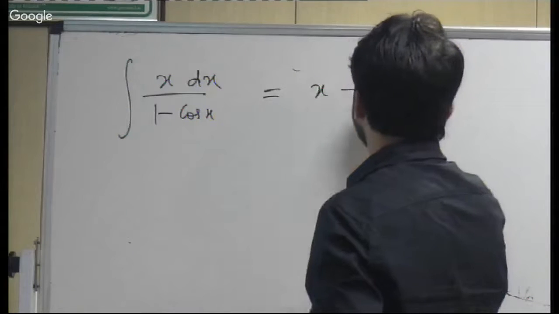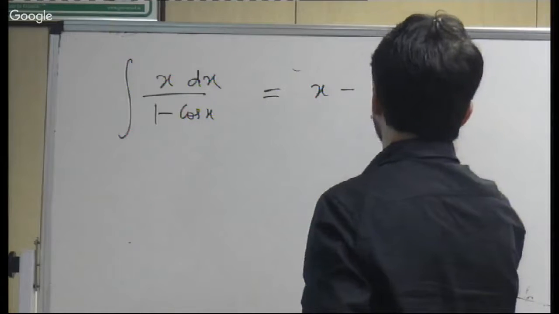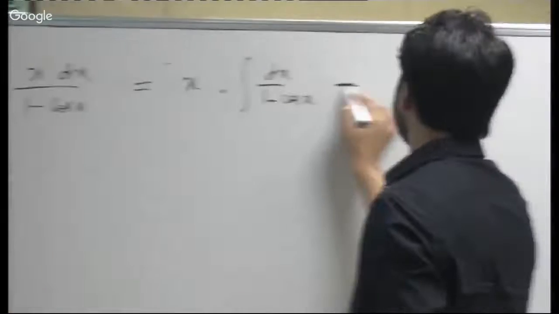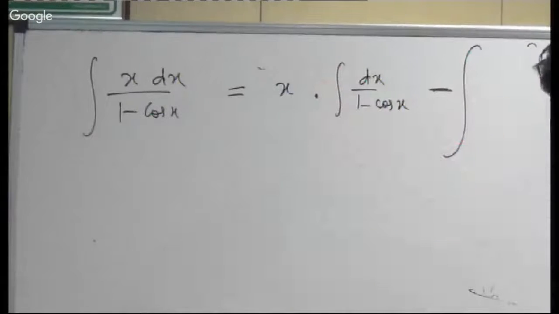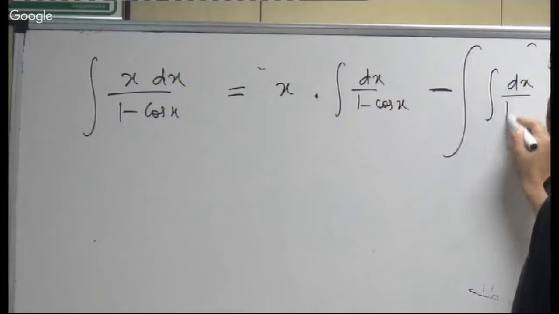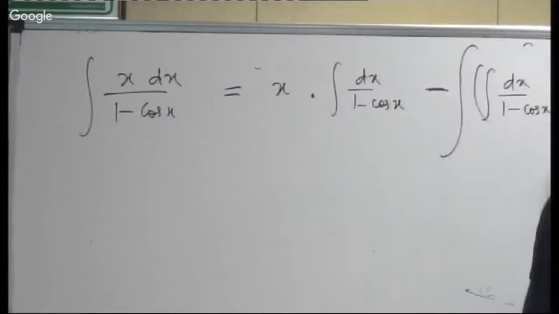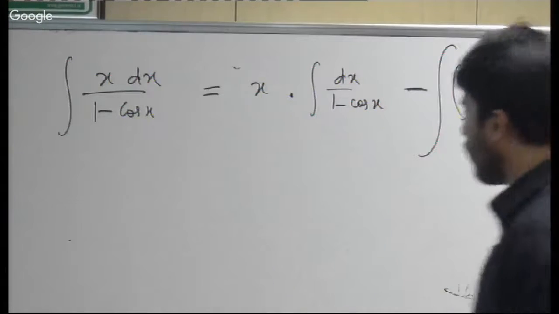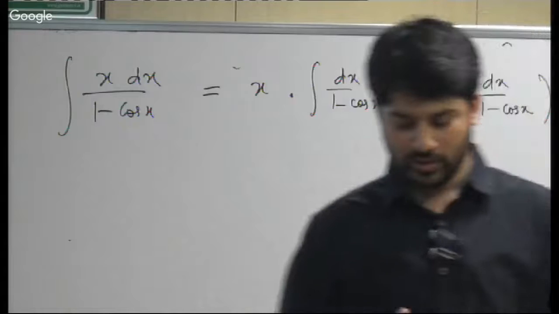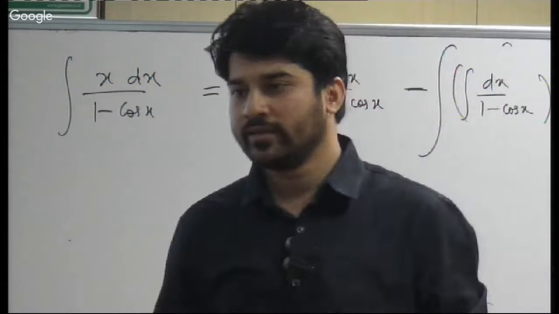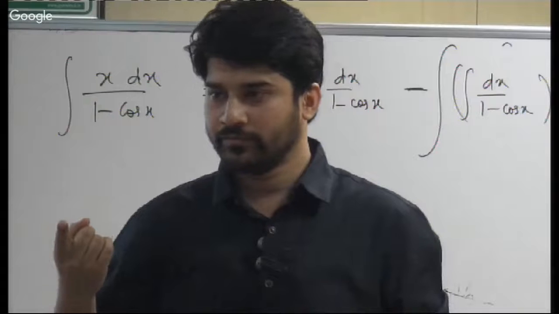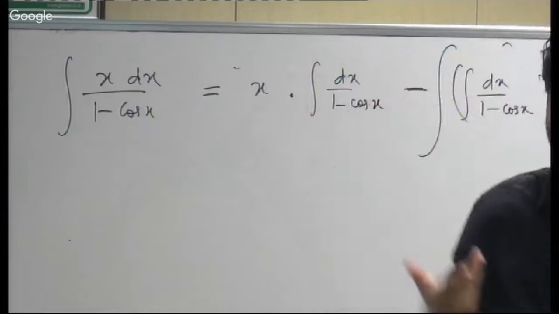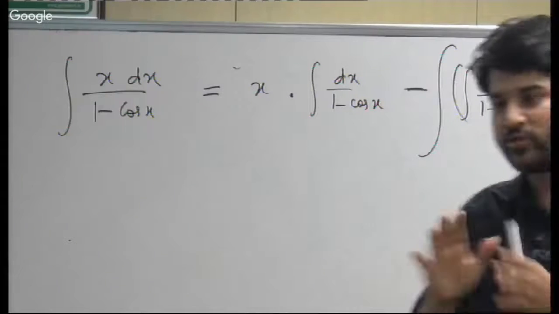So x into the integral of dx minus, x is gone, integration dx upon 1 minus cos x dx. Right? This is the whole thing which we have to do. Now what is 1 minus cos x? 2 sine square. The sine square will go up, and it will become cosec square x by 2. And it's easy to integrate cosec square.